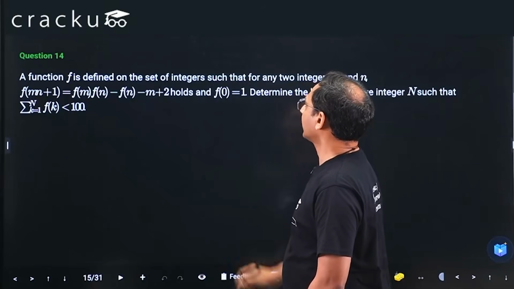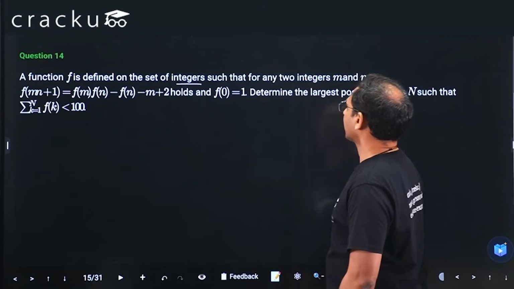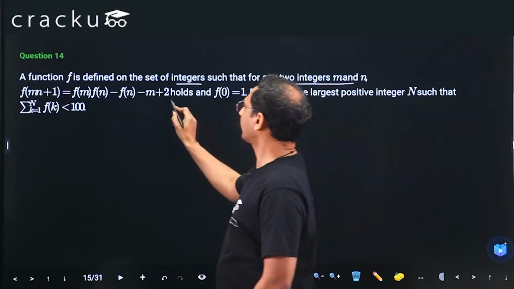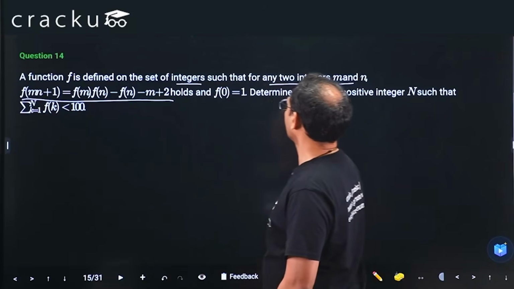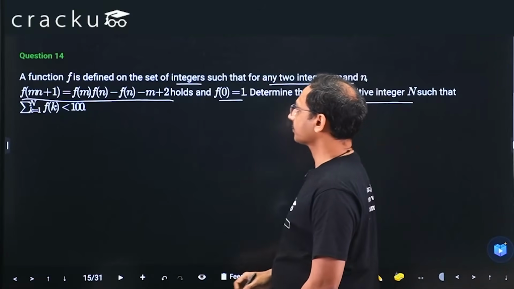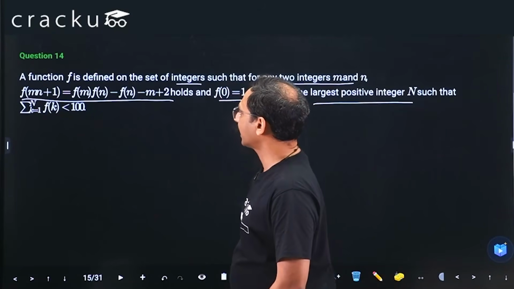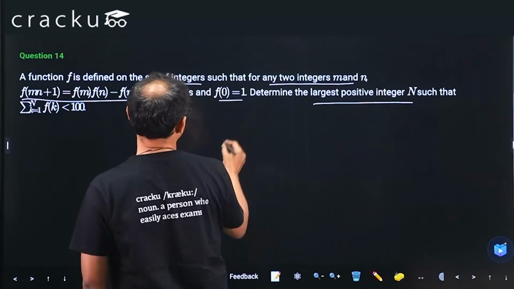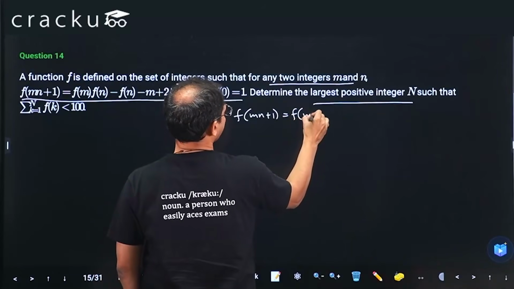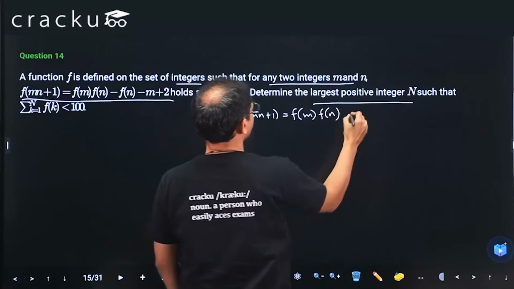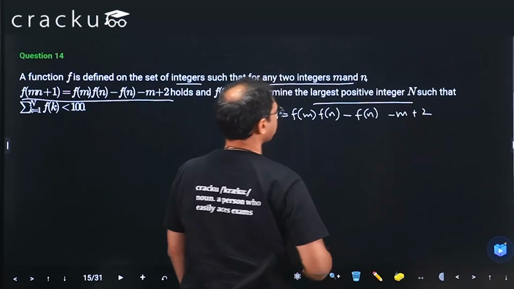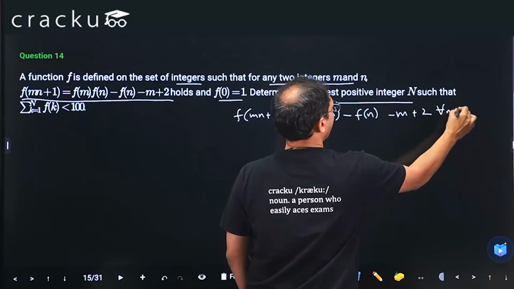A function f is defined on the set of integers such that for any two integers m and n, we have this functional equation, and f of 0 is 1. Determine the largest positive integer n such that the sum of the first n f of k is less than 100. Please observe this functional equation. F of m n plus 1 is equal to f m f n minus f n minus m plus 2. This is true for all m, n.